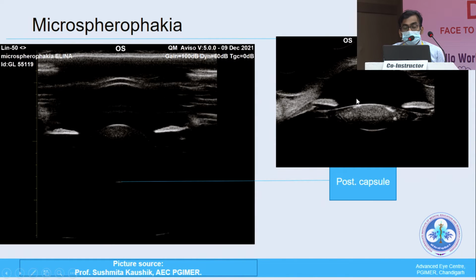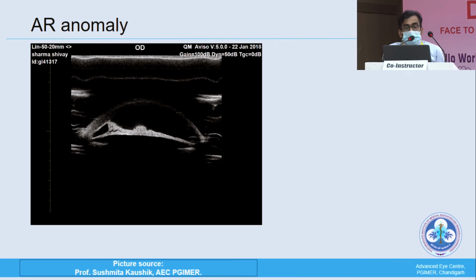Microspherophakia: this should be the normal contour of the lens. Here the lens is more globular. When you trace, this is the posterior extent of the posterior capsule. There is a globular, spherical lens that is suggestive of microspherophakia. Here you can see there is adhesion of the peripheral iris to the peripheral cornea, and this is a case of Axenfeld-Rieger anomaly.